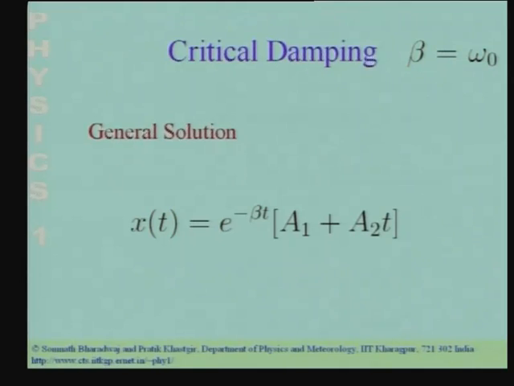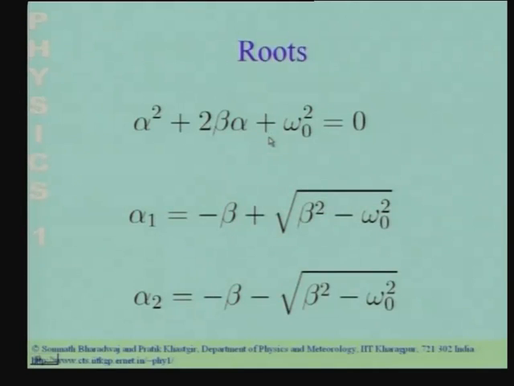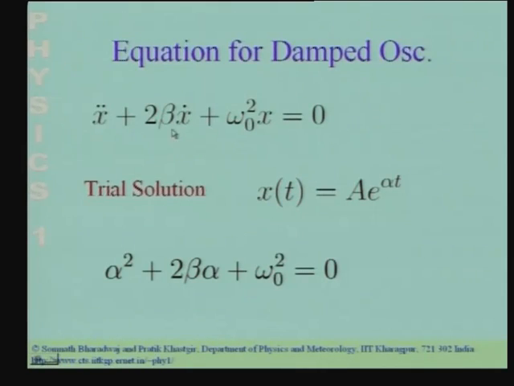Now, if beta is equal to omega naught, just look at this, if beta is equal to omega naught, then the two roots alpha 1 and alpha 2 are both equal to minus beta. So, there is only one root to this quadratic equation, but this equation is still a second order differential equation. The equation governing the simple harmonic oscillator is still a second order differential equation.